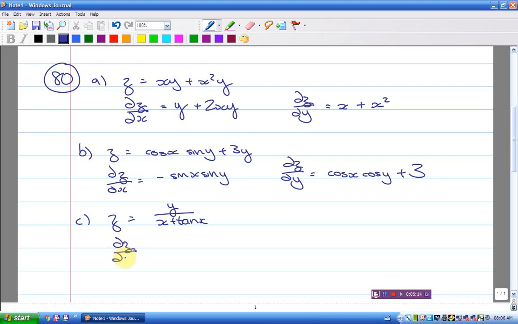So dz by dx is what? Notice how all the d's that I'm writing are curly d's. Okay, don't write an ordinary d. An ordinary d is only used in ordinary differentiation when your function is a function of only one variable. As soon as your function is a function of more than one variable, you have partial derivatives.